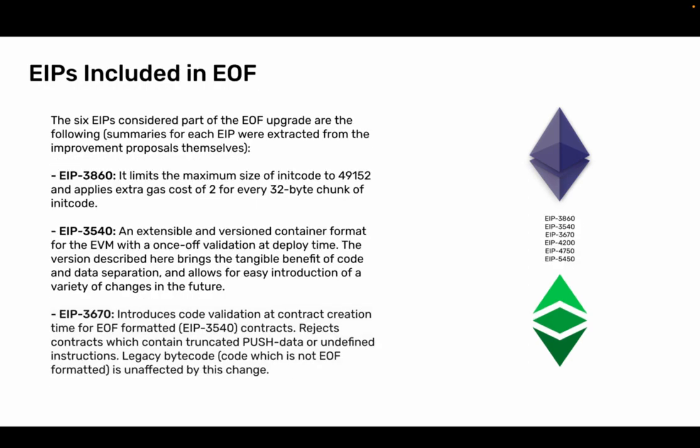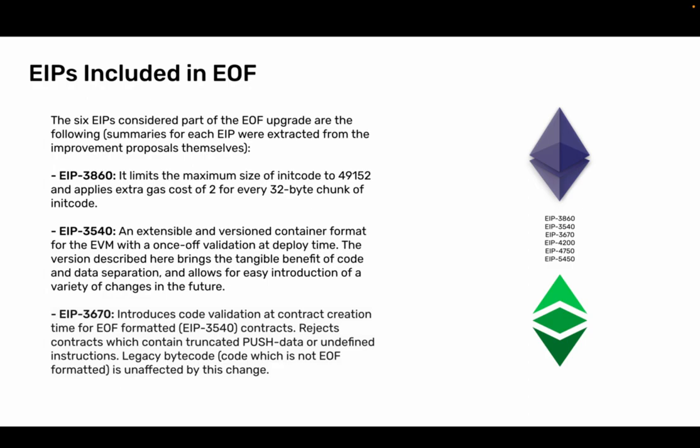EIPs included in EOF. The 6 EIPs considered part of the EOF upgrade are the following. Summaries for each EIP were extracted from the improvement proposals themselves. EIP 3860. It limits the maximum size of init code to 49,152 and applies extra gas cost of 2 for every 32-byte chunk of init code.